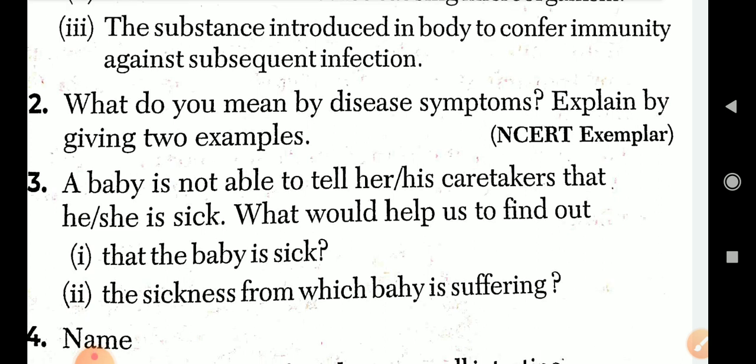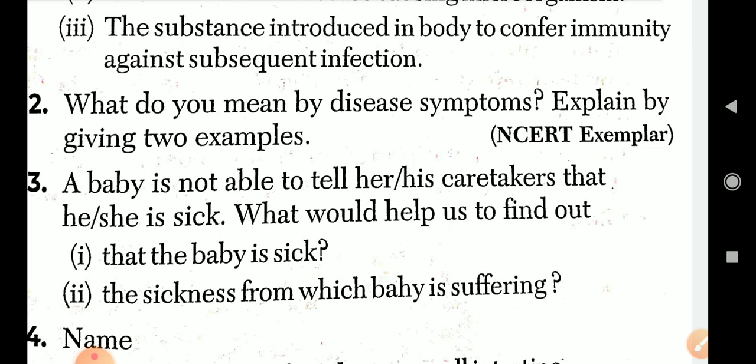Now next question to you: what do you mean by disease symptoms? So symptoms are the evidences or the physical indications that point to the presence of disease. Explain by giving two examples, right? These symptoms are visible either in the form of structural or functional changes in the body and its parts. On the basis of these symptoms, a doctor can search for a definite clue or sign for a particular disease.